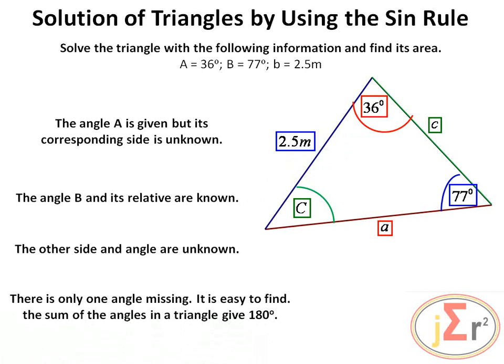There is only one angle missing, and it is easy to find. The sum of angles in a triangle always gives 180 degrees, so no problem finding that. It's as simple as this: 180 minus 36 minus 77, so the rest of 180 degrees is 67 degrees.